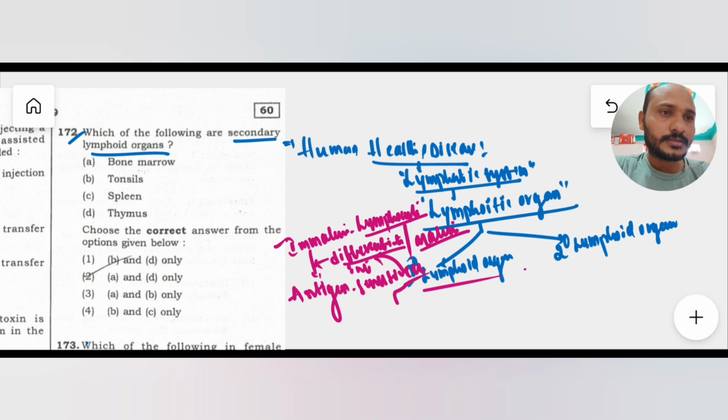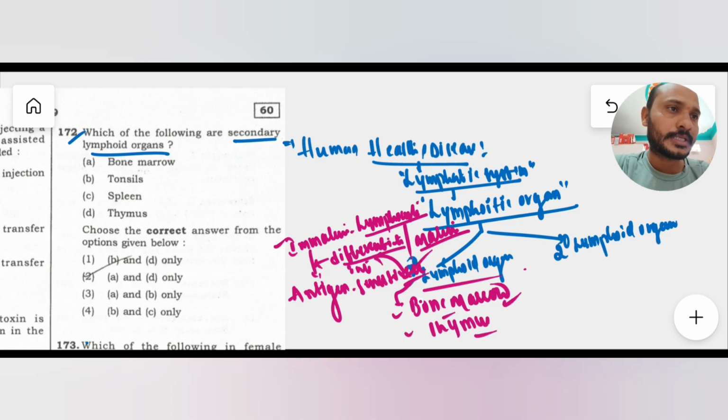Generally the primary lymphoid organs include bone marrow, very important, and also the thymus. So the thymus and bone marrow both come under primary lymphoid organs. In these two organs only, the immature lymphocytes differentiate into antigen-specific cells.